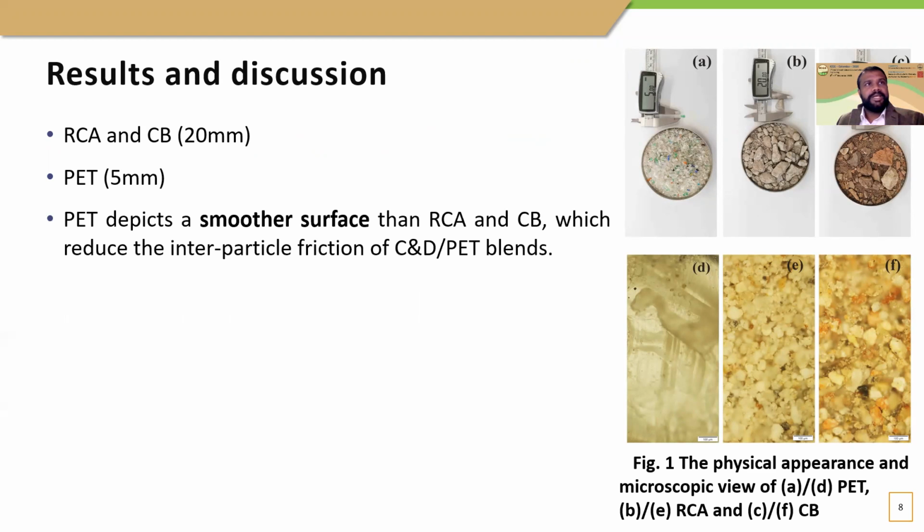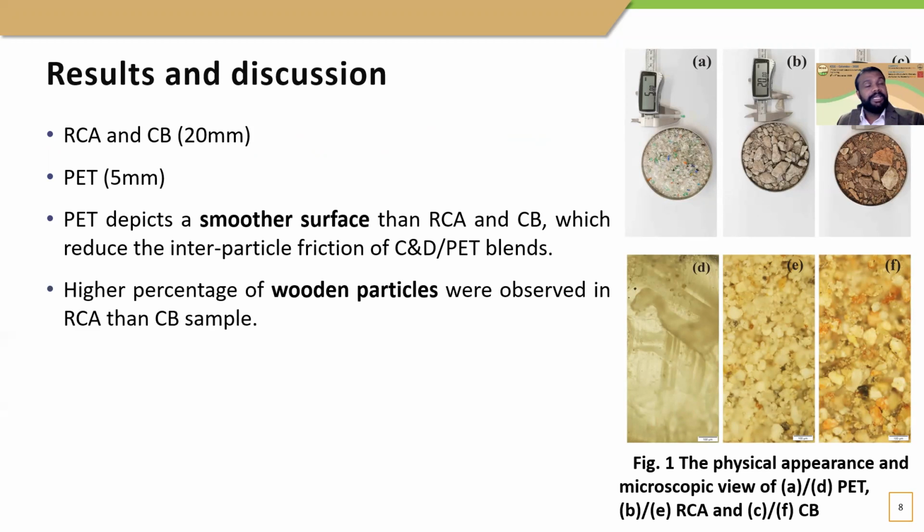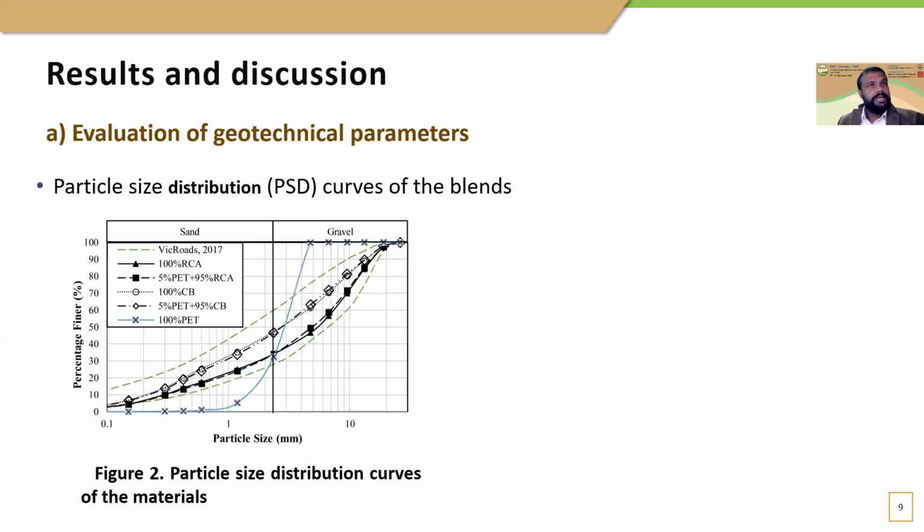And here you can see, A, B, C depict the naked eye view, and D, E, F depict the microscopic view of the material. PET depicts a smooth surface, with respect to RCA and CB, which reduces the interparticle friction of CND and PET blends. A higher percentage of wooden particles is observed in RCA than in CB samples.